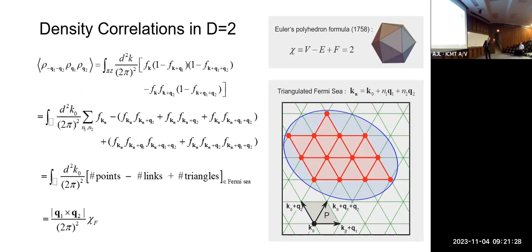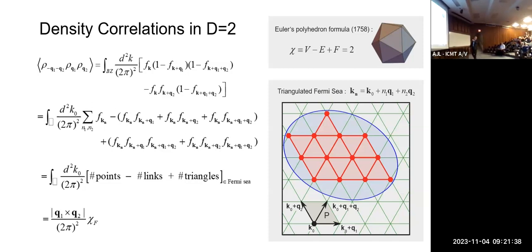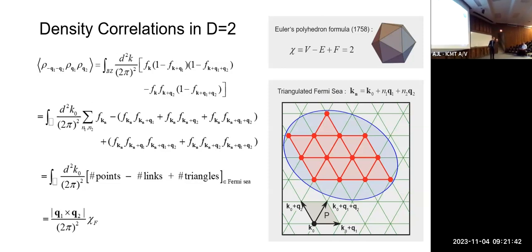And that count is what we now call the Euler characteristic. That's why we call it the Euler characteristic. So this is a topological property of a polyhedron, and basically what this result that we have amounts to is forming a triangulation of the Fermi sea. So I replace the Fermi sea by a bunch of triangles, and I do this count of the number of points minus the number of links plus the number of triangles. So let me show you why this is true.